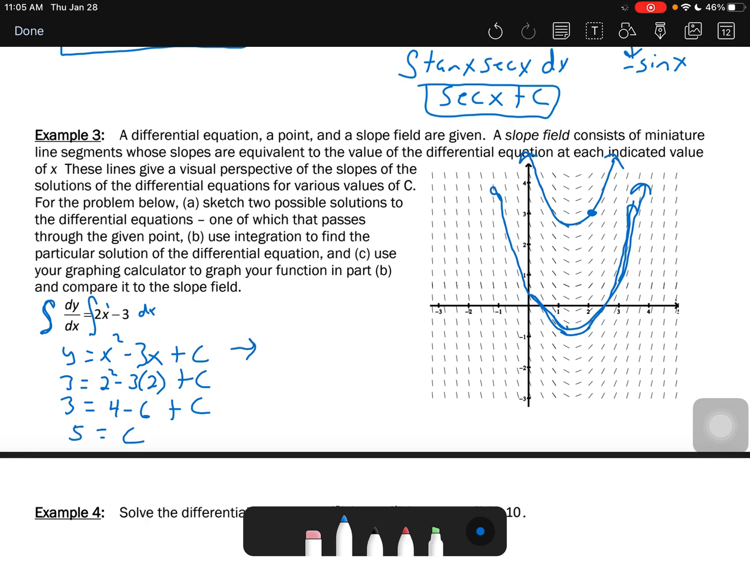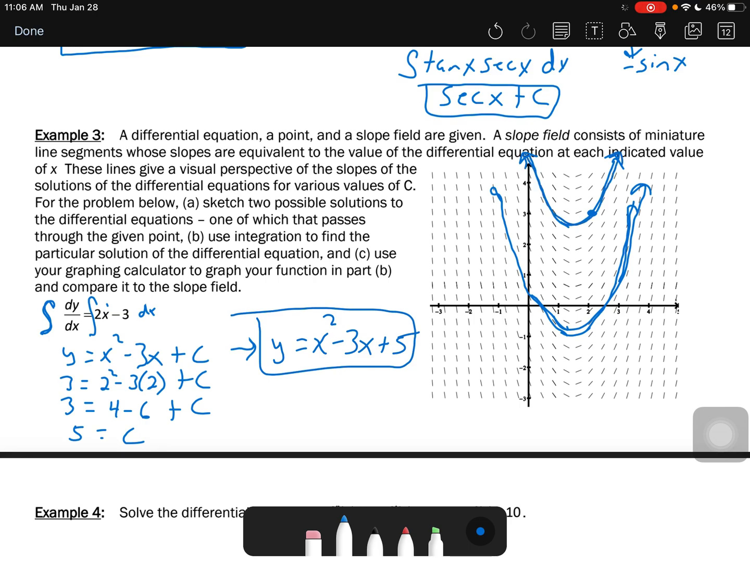So when they ask for a particular solution, that means figure out what c is. In order to do that, they have to give you, sometimes they call it an initial condition, a point that's on the actual function. Then you plug in and figure out the c value. So my particular solution is y equals x squared minus 3x plus 5. And if I were to plug that in and graph that, it would be this parabola that I've drawn up here going through that point.